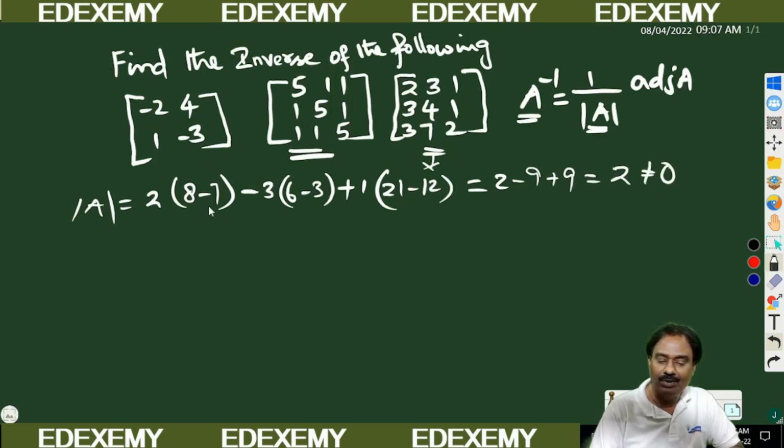Therefore the matrix A is a non-singular matrix. Therefore inverse of A exists. You have to write all these things. You have to first find the determinant value and prove that it is not equal to 0. If it is not equal to 0, then only we can calculate the A inverse. You have to write, since A is a non-singular matrix, A inverse exists. Now we will pass on to find adjoint of A.